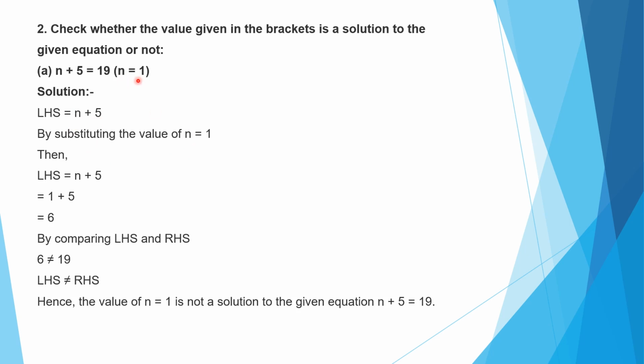Let us substitute the value of n is equal to 1, that is 1 plus 5. 1 plus 5 is equal to how much? 6. Now let us compare LHS and RHS. LHS is now 6. What is the RHS here? 19. So 6 is not equal to 19. That is, LHS is not equal to RHS. Therefore, the value of n is equal to 1 is not a solution to the equation n plus 5 is equal to 19. I hope this one is clear for you, right children?